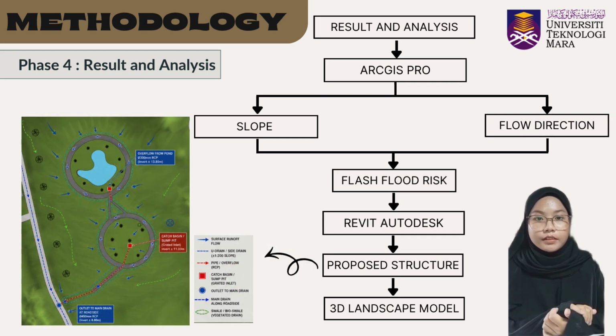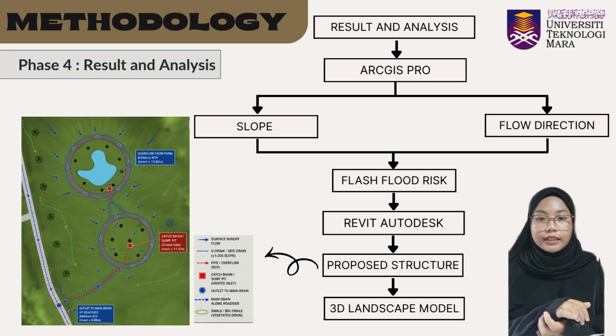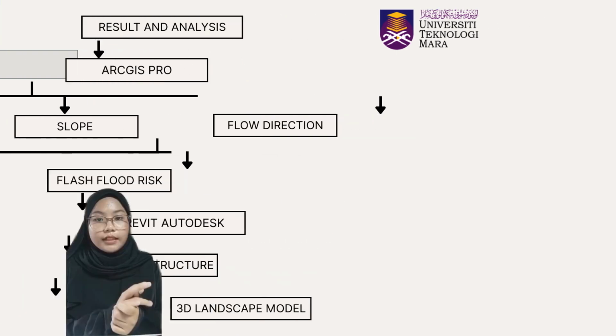Next, I will propose the structure for the landscape plan in Autodesk Revit. As we can see, the proposed structures in the landscape plan are a retention pond, recreational area, circular landscape garden, pedestrian walkways, open green space, trees and ornamental plantings, main road, and lastly, the natural drainage and runoff management features. And the final output we get is the 3D landscape analysis.